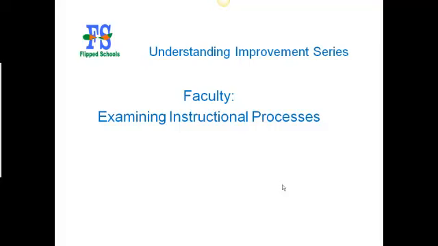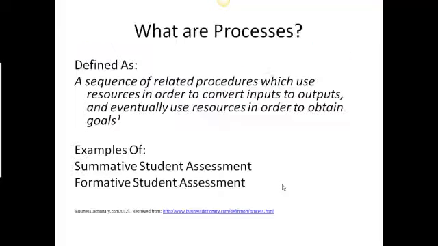This is your Understanding Improvement series, and this particular video is designed for faculty. We're going to focus on how to examine instructional processes. This is important because if you're trying to flip your classroom, you will find that questions will arise about instructional processes. So this will begin to give you some basic understandings of what a process is and how it might be used to help you drive improvement while you're engaged in a flipped classroom.